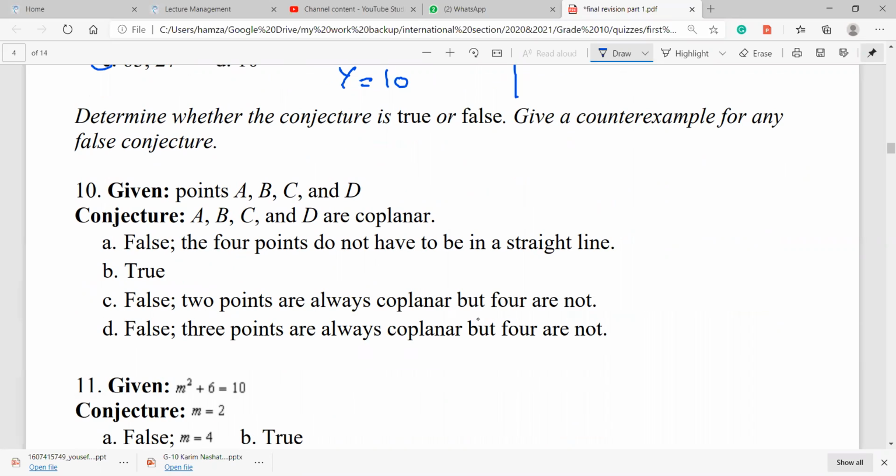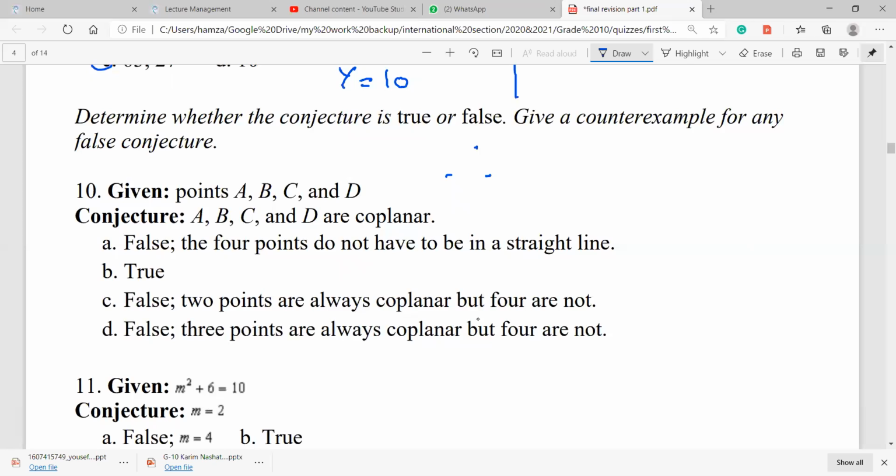The conjecture, or my guess, or what I think, is that these 4 points are coplanar. That means any 4 points must be coplanar. Is this true? Guys, no. The only number of points that always form a plane is 3 points. Any 3 points are coplanar. So this statement is false.